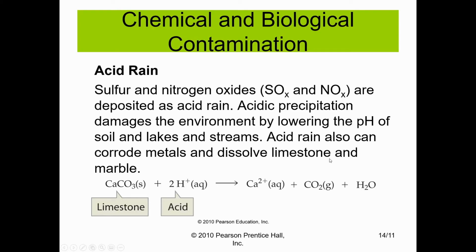This chemical equation describes the destruction of limestone with acid. Limestone has a chemical formula of calcium carbonate, CaCO3. When the calcium carbonate interacts with the H+ ions from the acid rain, it breaks the bond between the calcium and the carbonate, forming calcium ions, carbon dioxide, and water.